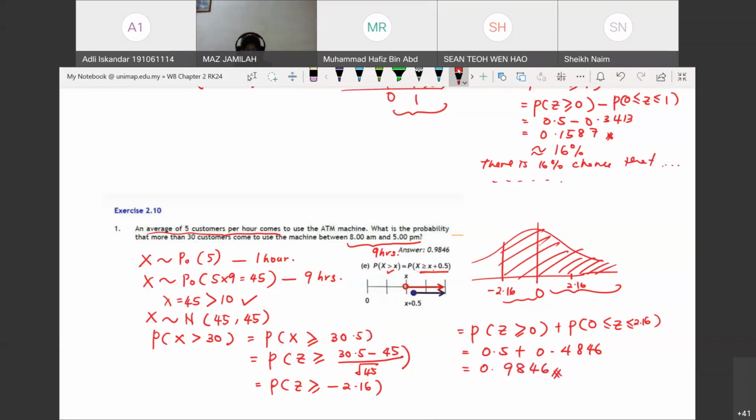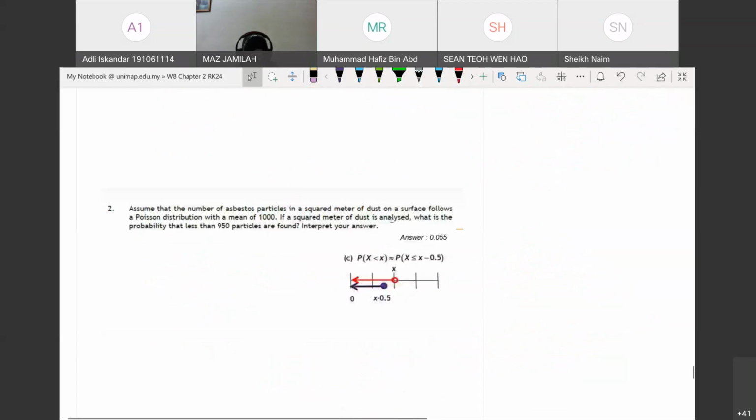So that will be the probability. Most likely it will occur. So most likely 30 customers will come between 8 a.m. and 5 p.m.